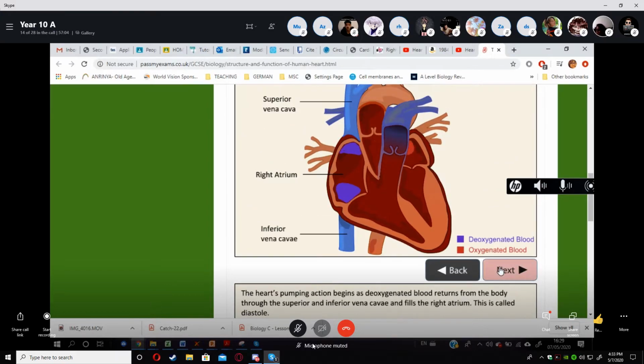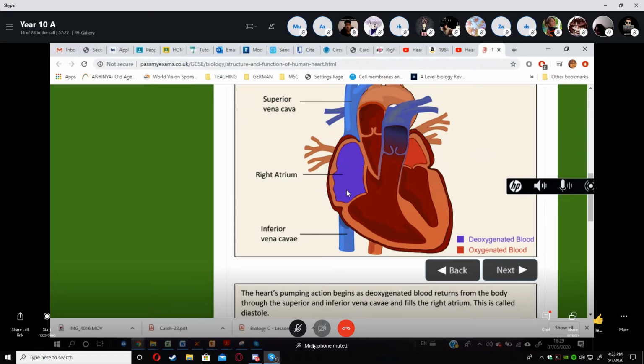Now, first they will show you atria filling up with blood. The heart's pumping action begins as the deoxygenated blood returns from the body through the superior and inferior vena cava and fills the right atrium.